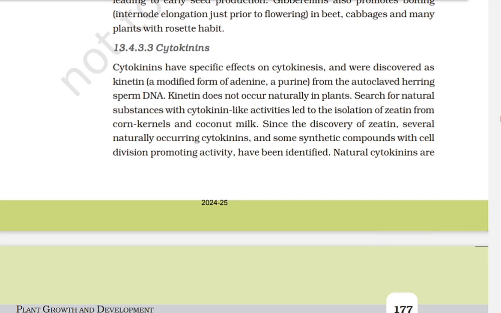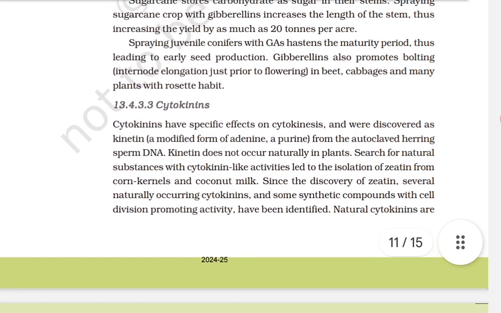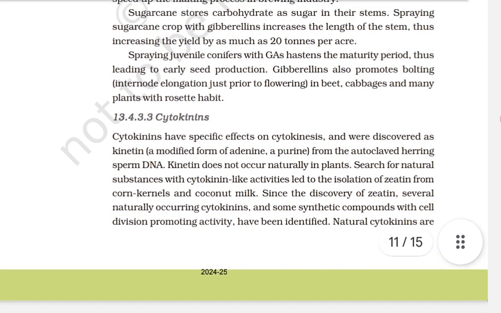Next is cytokinins. Cytokinins have a specific effect on cytokinesis and were discovered as kinetin, a modified form of adenine, a purine, from the autoclaved herring sperm DNA. Kinetin does not occur naturally in plants.